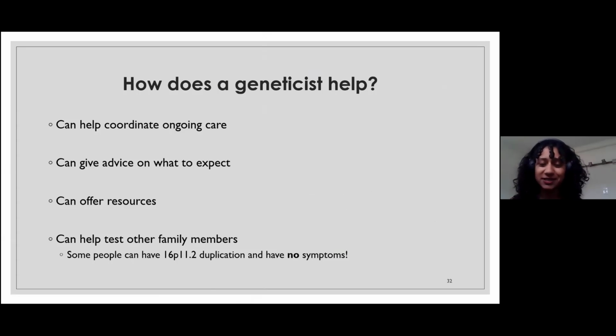Genetics helps in pretty much the same way. And just like with the deletion, people with 16p11.2 duplication can have it and have no symptoms. So we want to test other family members to see if it could be running through the family.